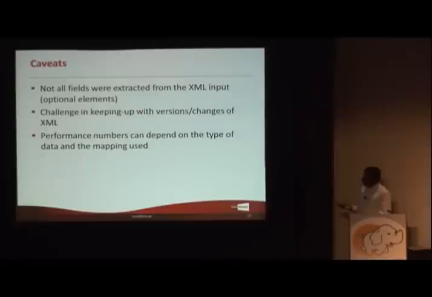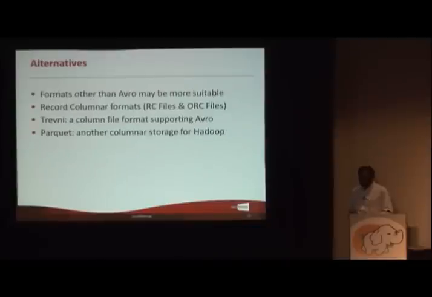Then the other thing is also about keeping up with versions. If the XML version changes, if they put out a new XML version, then obviously we'd have to catch up with that in the mapping. Versus if it's on-demand parsing, then we can account for that in the parsing, in the analysis code. Also, the numbers may depend on the type of data that you use and the mapping that is being used. So let me talk briefly about some of the other alternatives that we have.